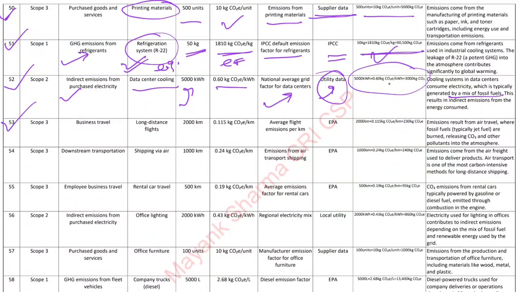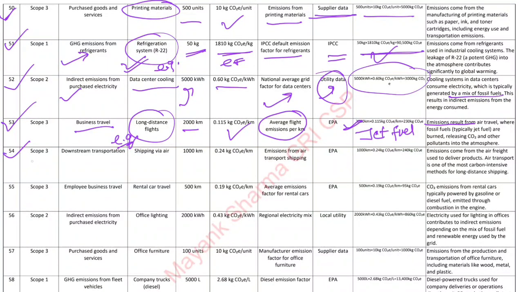Then example number 53, scope 3, business travel, a very good example, long distance flights. Let's say travel distance 2000 kilometers. This is the emission factor coming from EPA, average flight emission per kilometer. Emission resulting from air travel where fossil fuels, specifically jet fuel, are burned, releasing CO2 and other pollutants into the atmosphere. And this is the calculation, multiplying the emission factor with the total distance of the flight.